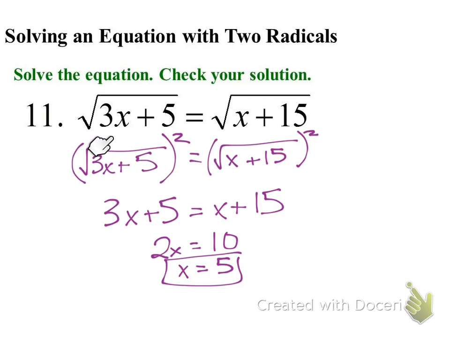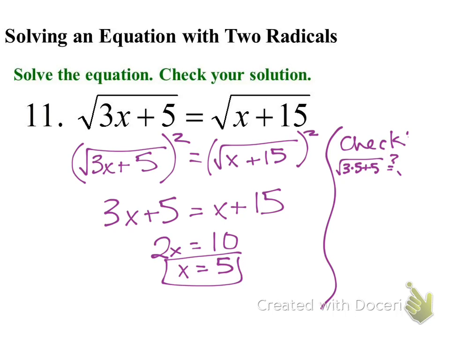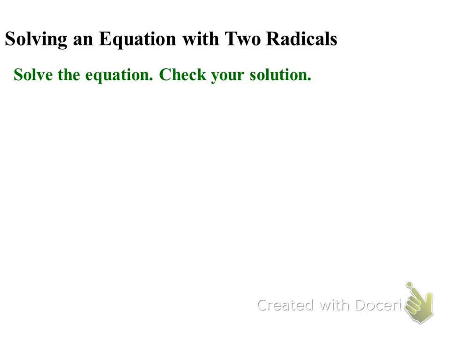Let's always check to make sure it checks. So, when involved in the check, I'm going to write it out. So 3 times 5 plus 5. Is that going to be equal to the square root of 5 plus 15? So is the square root of 15 plus 5 equal to the square root of 20? And it sure is. So 5 is definitely the solution. Go on to the next one.